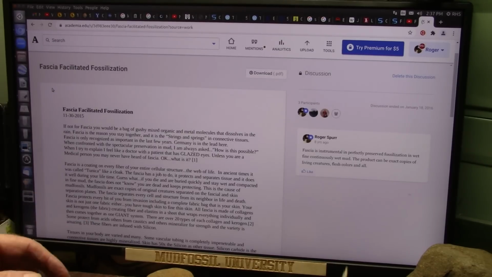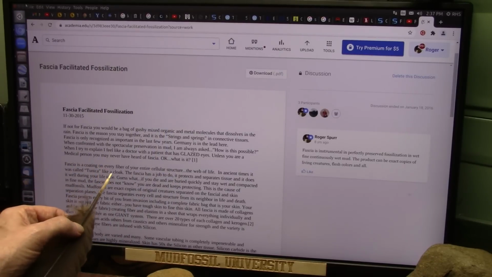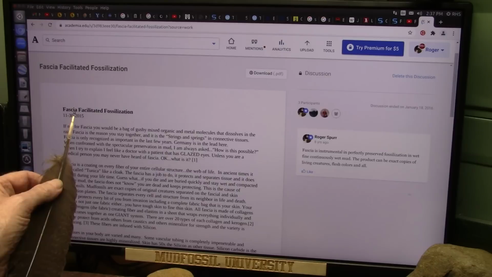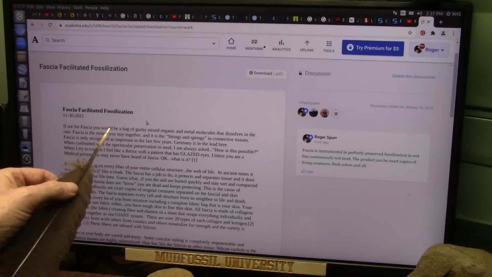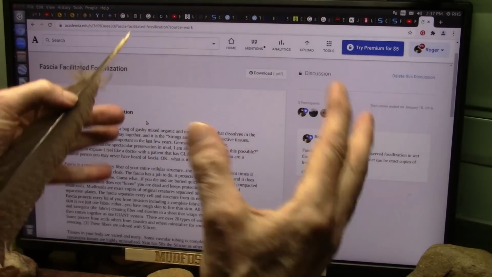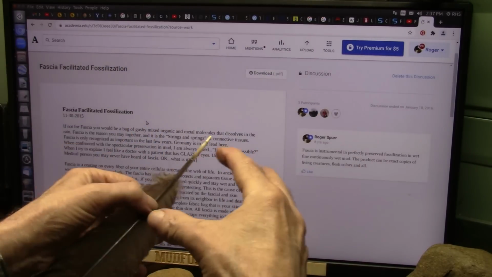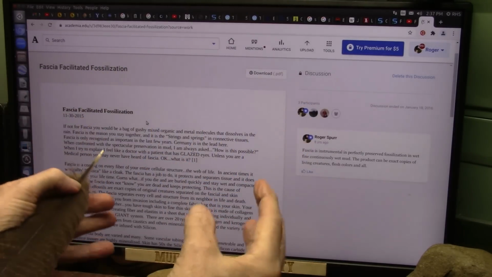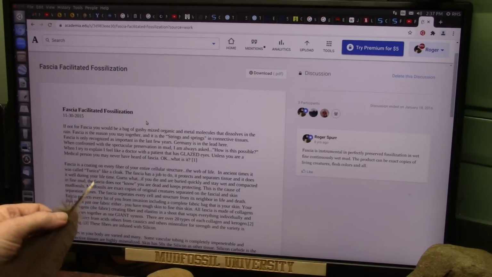All right, this is the paper I put out when I put out my book about Velikovsky. And it's about fascia. I was calling this fascia-facilitated fossilization, because really it is. It facilitates the fossilization of the internal stuff. But later I decided it's more because of being impacted in mud. So I went with mud fossils.